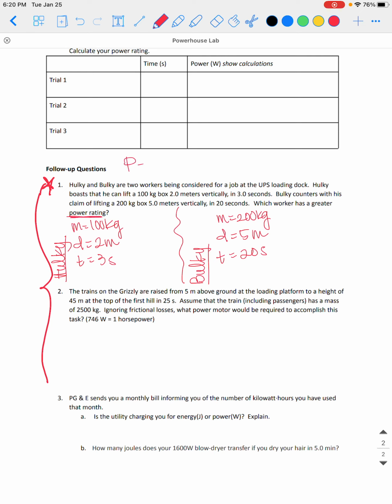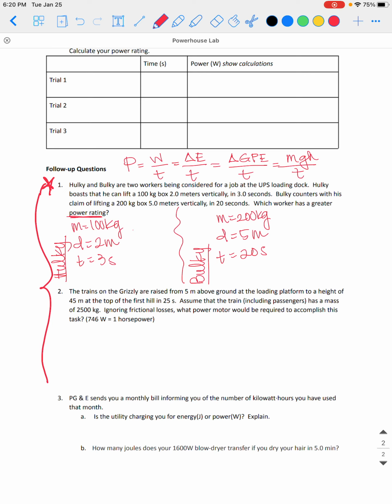I'm just going to write out the equation for power first. Power is work over time. Work is change in energy. So power is change in energy over time. Now, energy in this scenario, since a box is being lifted, is gravitational potential energy. And so what we're really looking for is a change in gravitational potential energy over time, which is equal to mgh.